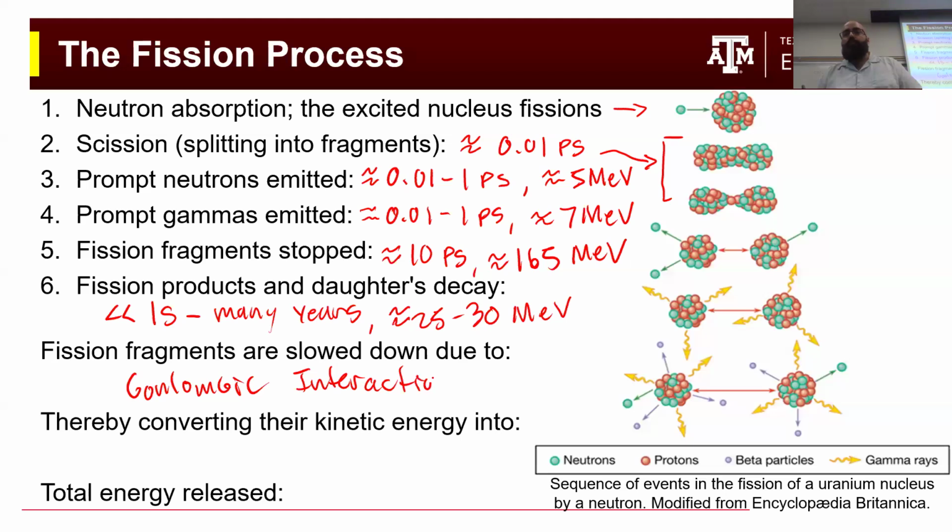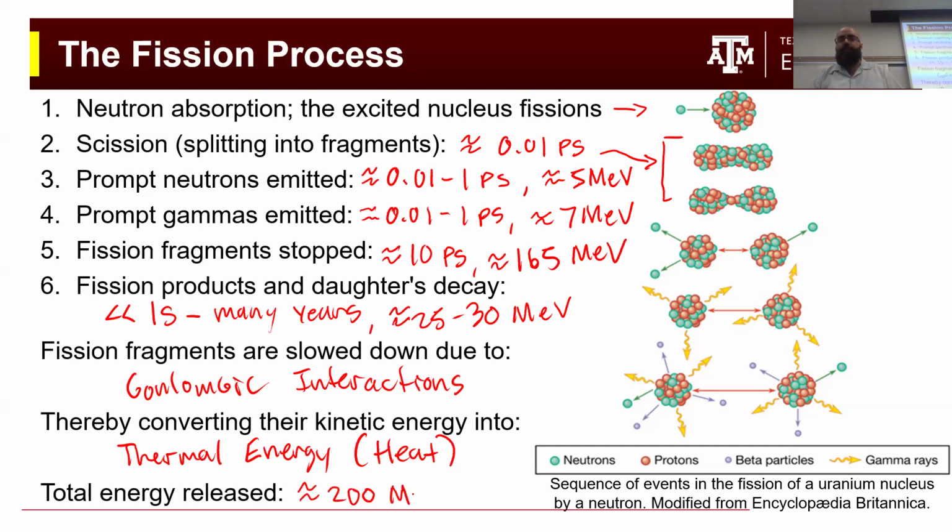You've got charged particles moving through a medium. They're interacting with all the electron clouds, and then they very quickly stop. All of that energy gets deposited into that fuel, which makes the fuel heat up. And so in this process, they convert their kinetic energy into thermal energy, in other words, heat. And the total amount of energy released in a fission event is about 200 MeV, at least for uranium 235.